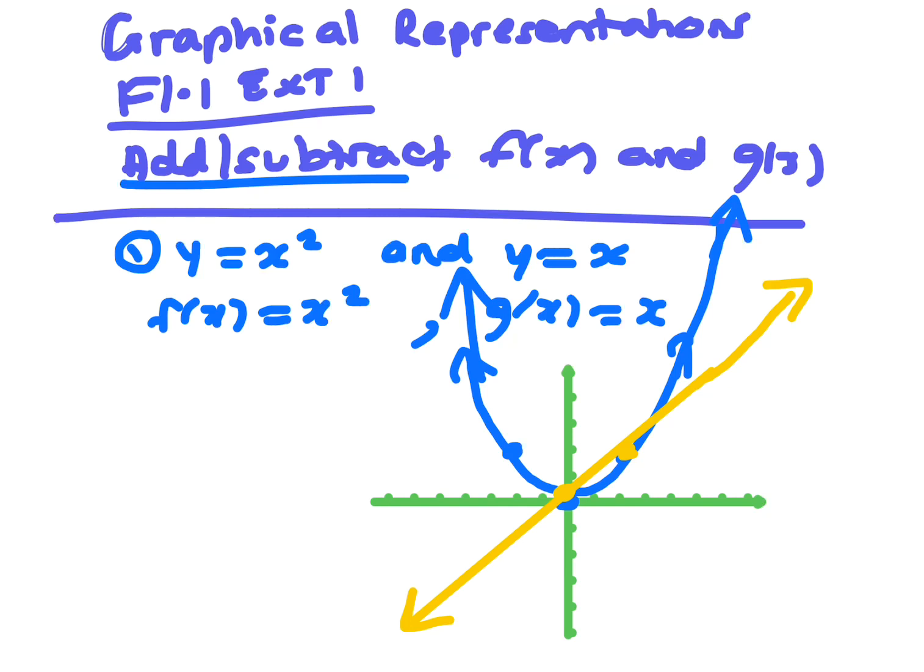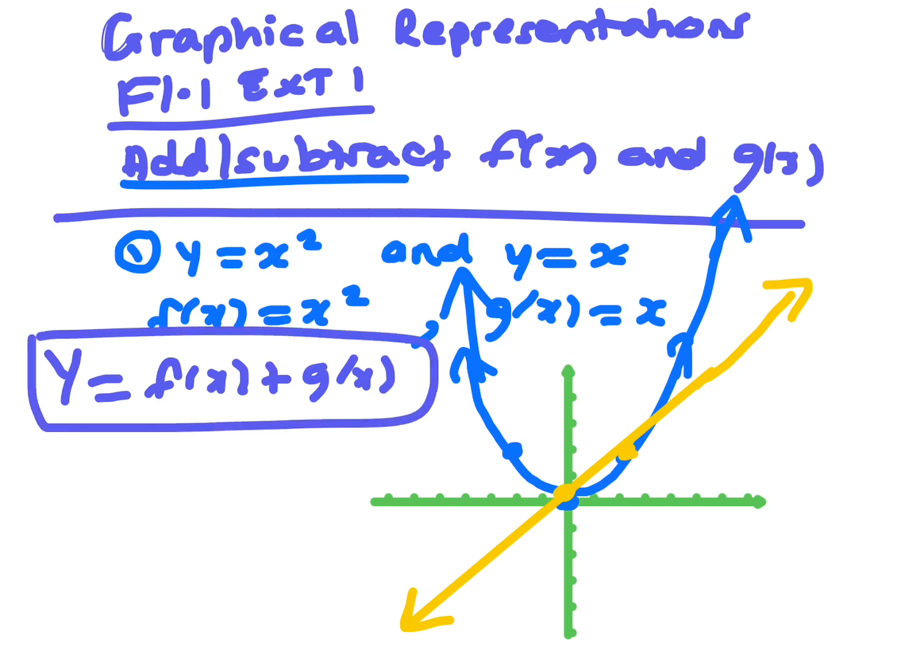Okay, so what we're going to focus on doing is drawing f of x plus g of x. And we're going to do it by looking at the graph without even looking at the equation. So when we're doing that, we're going to add the y value of f of x, which is the blue graph, and the y value of g of x. So let's start on the left-hand side. We're starting over here, and we're going to add the y value of the blue graph with the y value of the yellow graph.